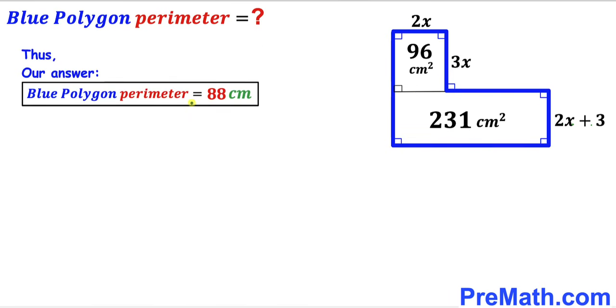Thus after all the calculations and manipulations, the blue polygon perimeter turns out to be 88 centimeter. And that's our final answer.